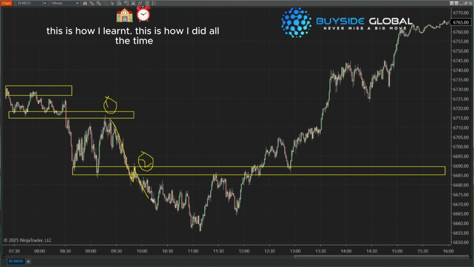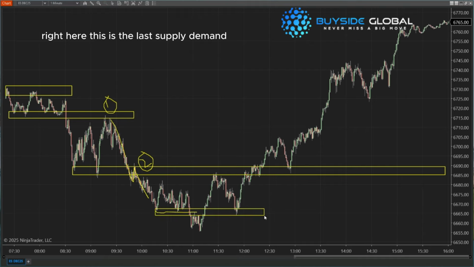This is how I learned. This is how I trade all the time. I draw my own levels. Since then, you can see prices went all the way back. In here, it's a little bit difficult for you to trade using the supply and demand system, but still you can.